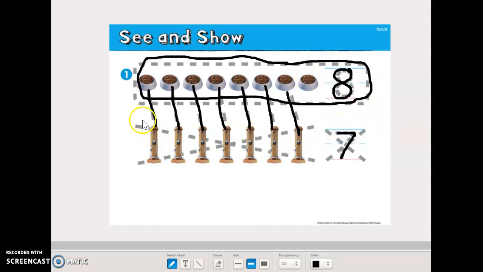And because this was the less number, we're going to put an X on the number that was less, the bird feeders. And an X on the number 7 because it's less than 8.